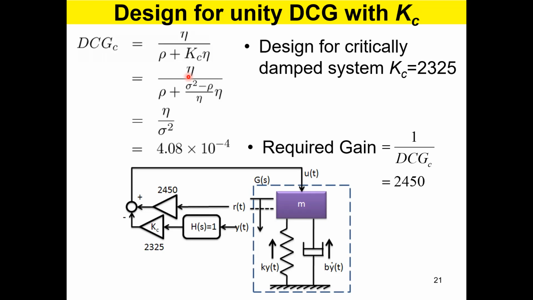So if we create a design problem like this, for example, we want to design a critically damped system, and you calculate the critical gain here, it is like 2325. So when you have 2325 as the gain, you can calculate the DC gain of the closed loop plant, because the DC gain is eta over rho plus critical gain times eta. So we put all these numbers here. This is the critically damped condition. The answer is 4 in 10 to the minus 4.